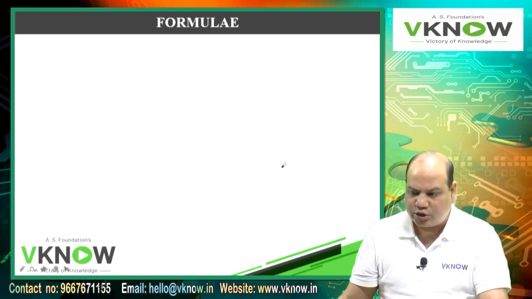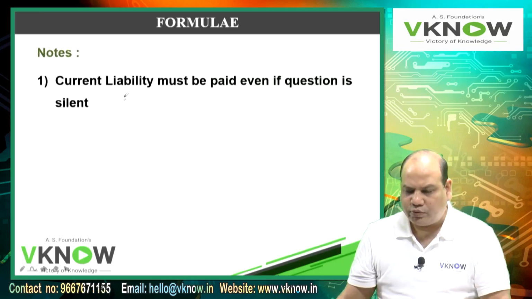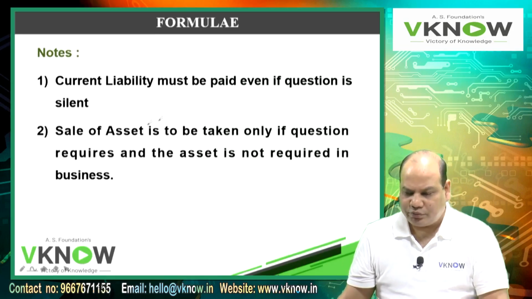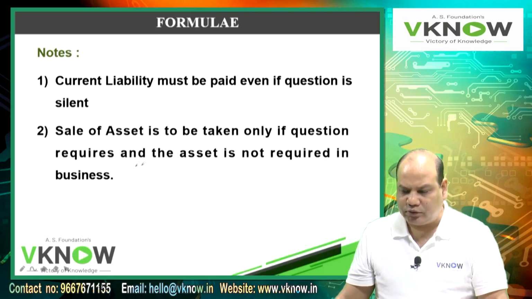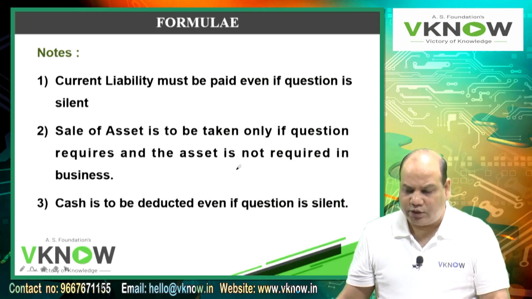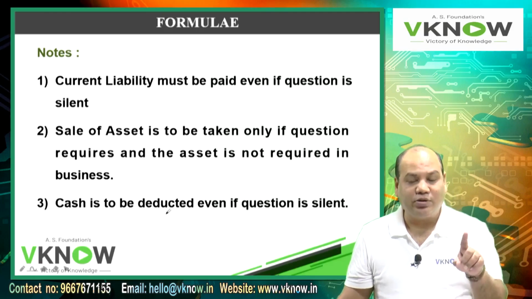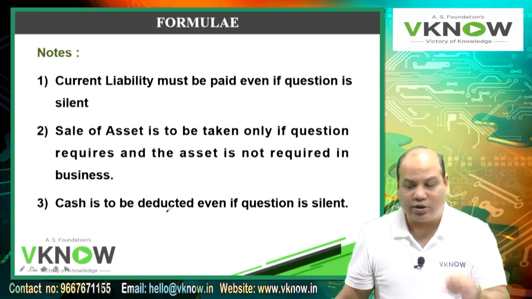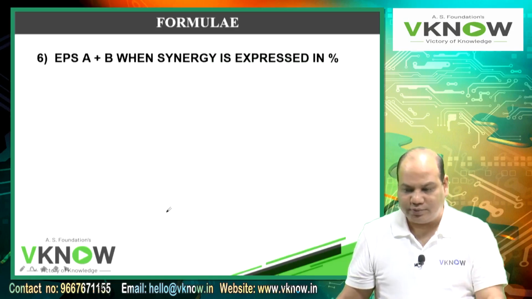There are 3 notes relating to this. Note 1: current liability must be paid even if the question is silent. Second, sale of asset is to be taken only if the question requires and the asset is not required in the business. Third, cash will be deducted. This is important because all the questions in the exam are silent about cash and bank in the balance sheet. But cash and bank will be deducted even if the question is silent.